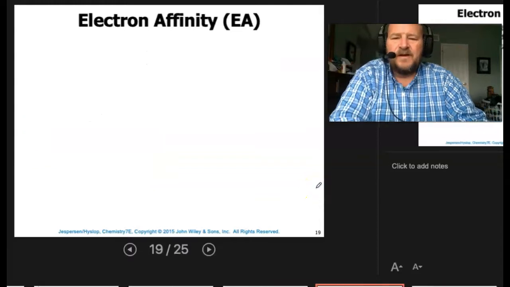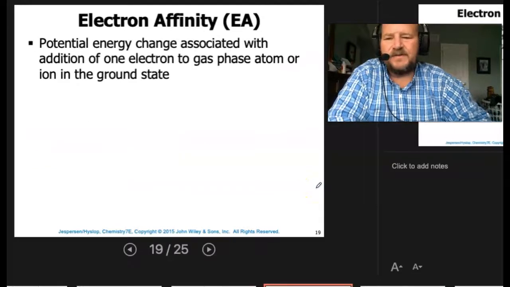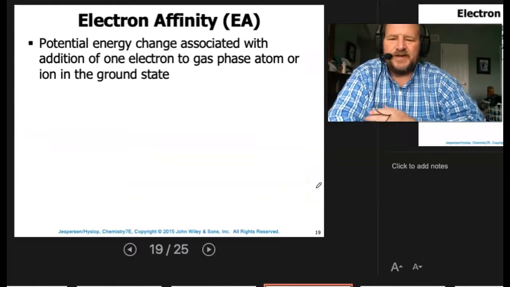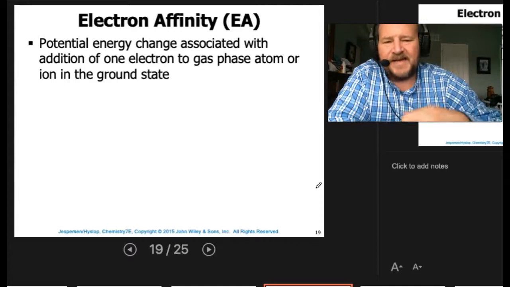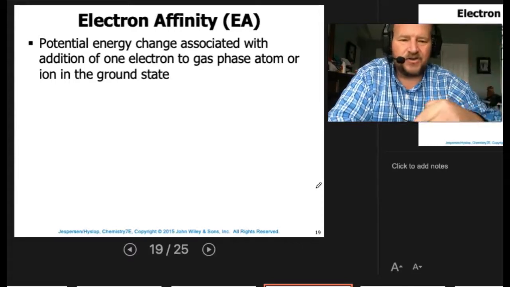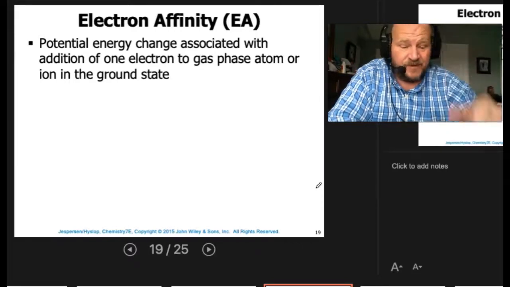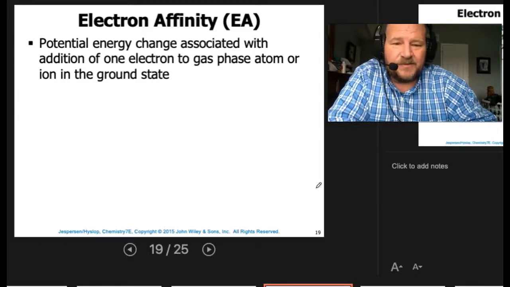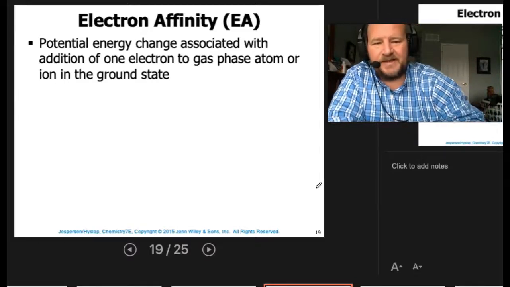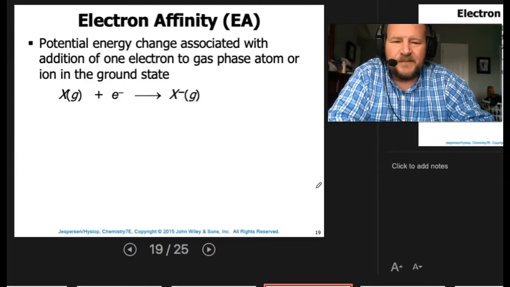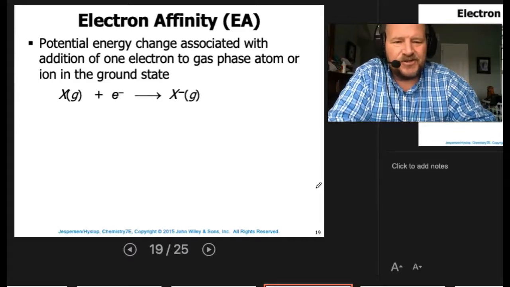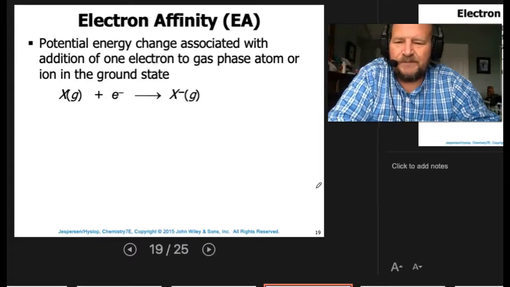All right, electron affinity. Now, potential energy change associated with addition of one electron to a gas phase atom. So now, instead of taking an electron out, I'm going to put an electron in. And of course, we know our anions will like that, right? So chlorine is going to accept that electron. Calcium, on the other hand, does not want to accept that. Now we're going to look at how much energy it costs to push an electron in.